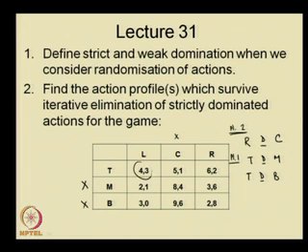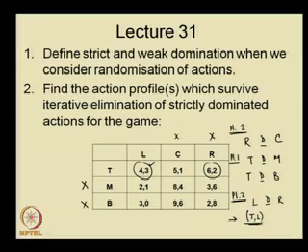So, we are left with this, and player 2 has to choose, and player 2 chooses this because 3 is greater than 2. L dominates R. So, the equilibrium that we have is T L. Thank you.